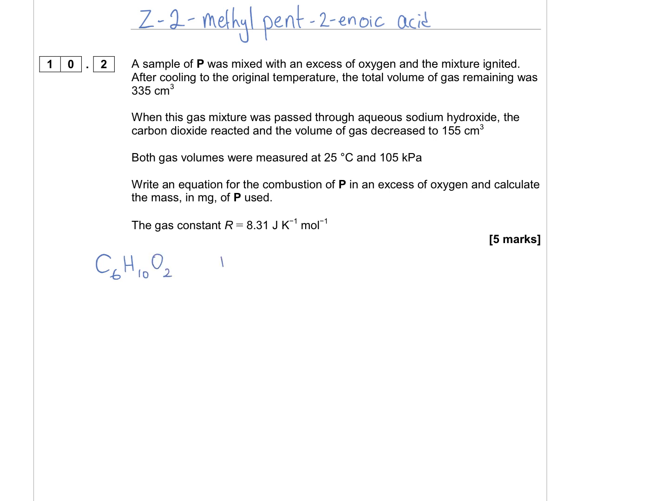Okay, the next question, they've given you the gas constant and told you a temperature and a pressure. So that's your clue that you're going to need to use PV equals nRT. So the first thing it says, write an equation. So write out the C6H10O2 plus oxygen, to work out how many oxygens it reacts with and how many carbon dioxides are going to be produced.